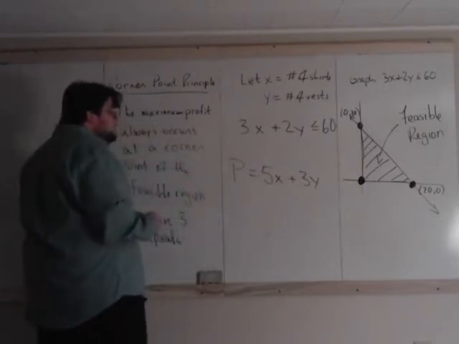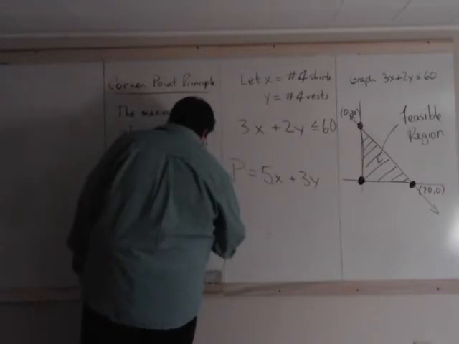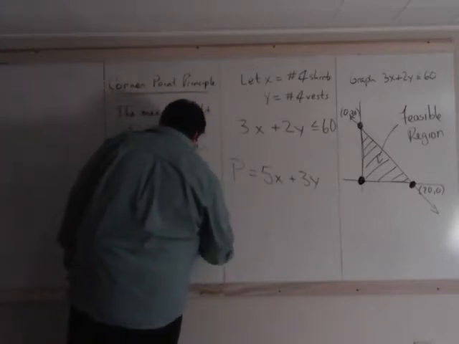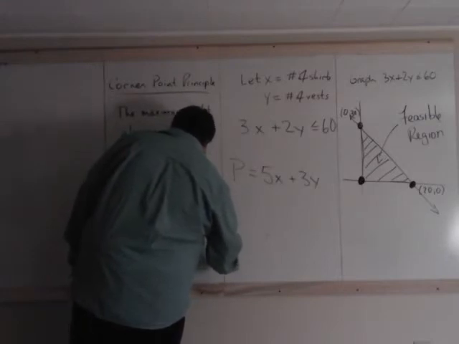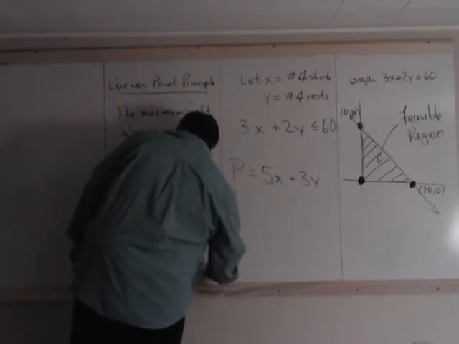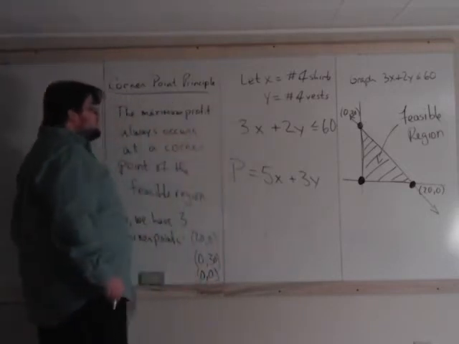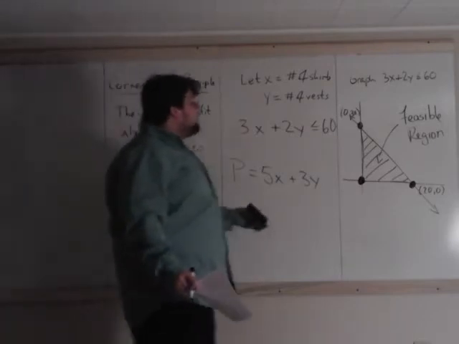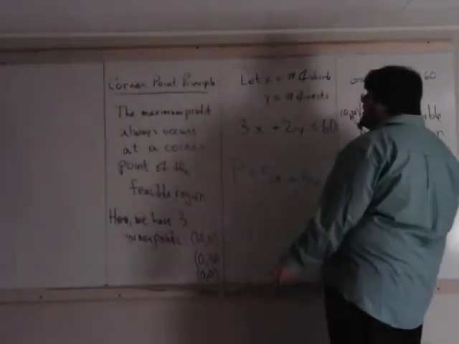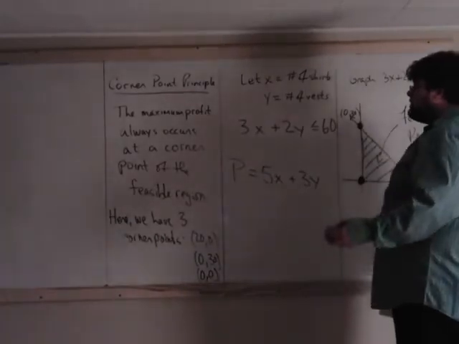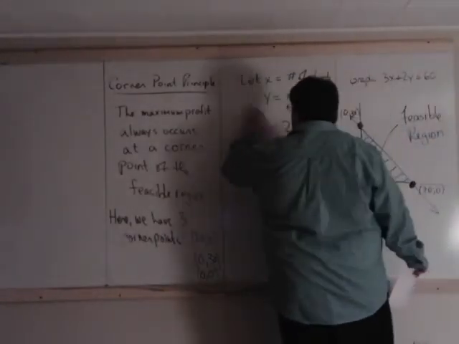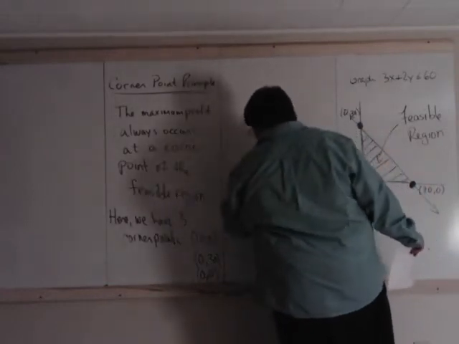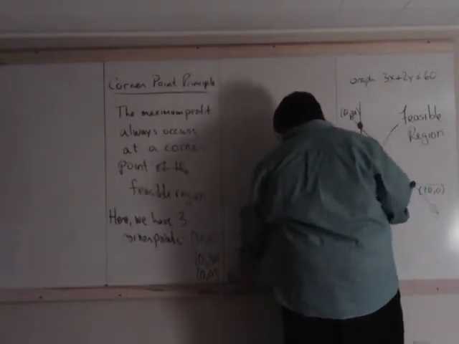And what are they? Well, we found them over there. 20, 0. We have 0, 30. But we also have the origin point, 0, 0. So here we have 3 corner points. And the corner point principle tells us that the maximum profit always occurs at one of the corners. So all we have to do now is look at the profit evaluated at those corner points.